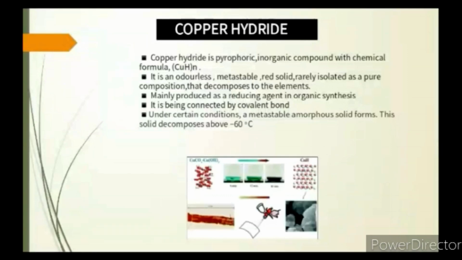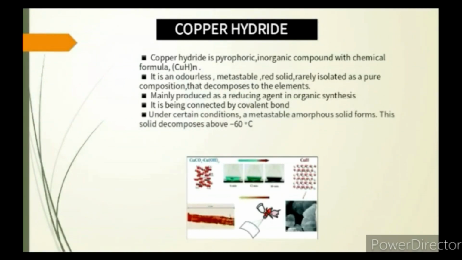Copper hydride is a pyrophoric and inorganic compound with the chemical formula CuHn. It is an odorless red solid and rarely isolated as a pure composition that decomposes to the elements. Copper hydride is mainly produced as a reducing agent in organic synthesis.